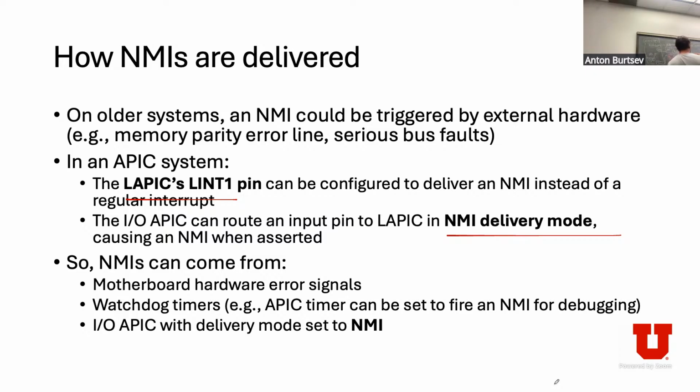Interprocessor interrupts, which I mentioned earlier, like for TLB shutdowns, typically also are configured to be delivered as non-maskable interrupts. And again, the idea is to make sure that you react as fast as you can.